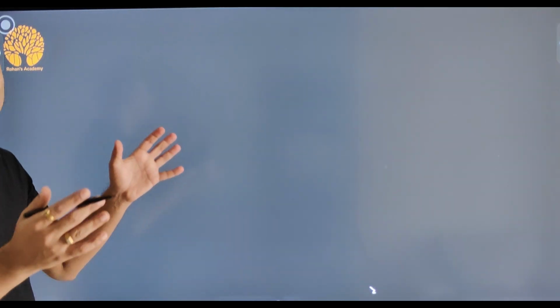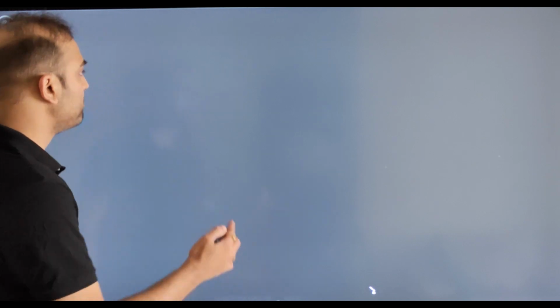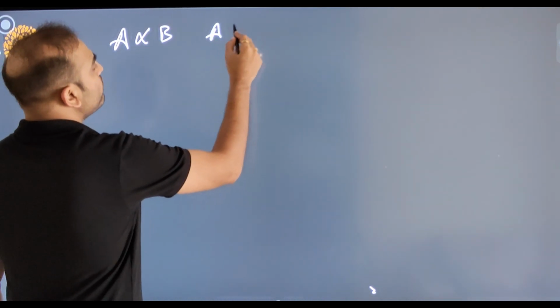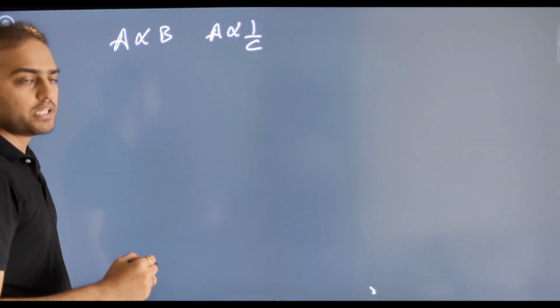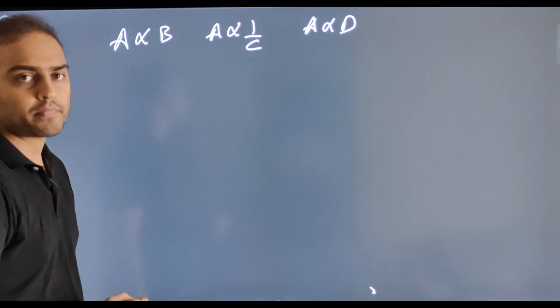Alright, if you understand the concept of direct and inverse proportion, remember one thing: we can combine these also. The way we combine ratios, we don't have ratios only for two variables, we have ratios for 3, 4, 5 variables. Similarly, proportion also need not be between only two variables. You can generalize that into multiple variables. For example, if I know A is directly proportional to B, I know A is inversely proportional to C, and say I know A is also directly proportional to D.